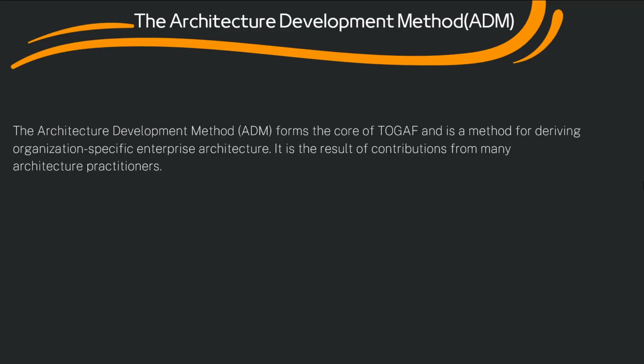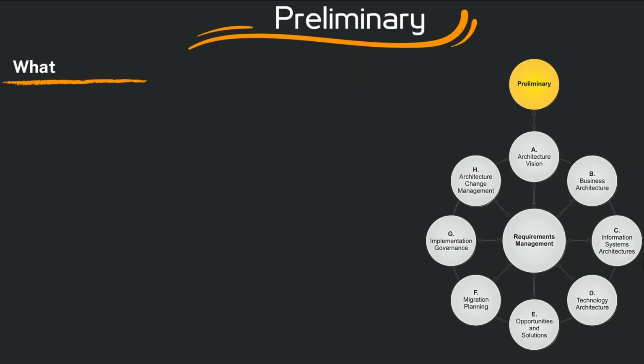Or we can say the architecture development method forms the core of TOGAF and is a method for deriving organization-specific enterprise architecture. It is the result of contributions from many architecture practitioners. Preliminary. Here is what the ADM looks like. We start with the preliminary phase. This is the preparation and initiation activities required to kick off the ADM and build a capability.